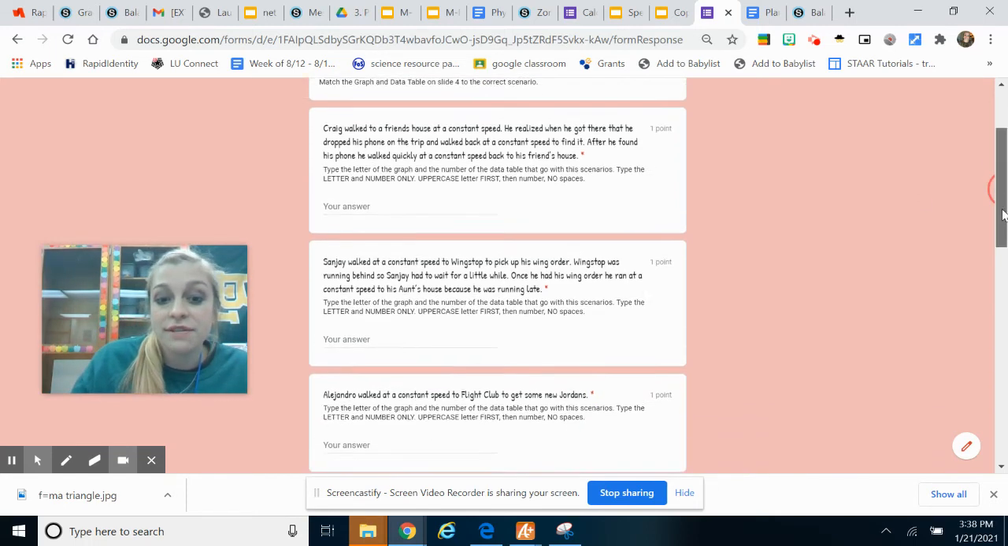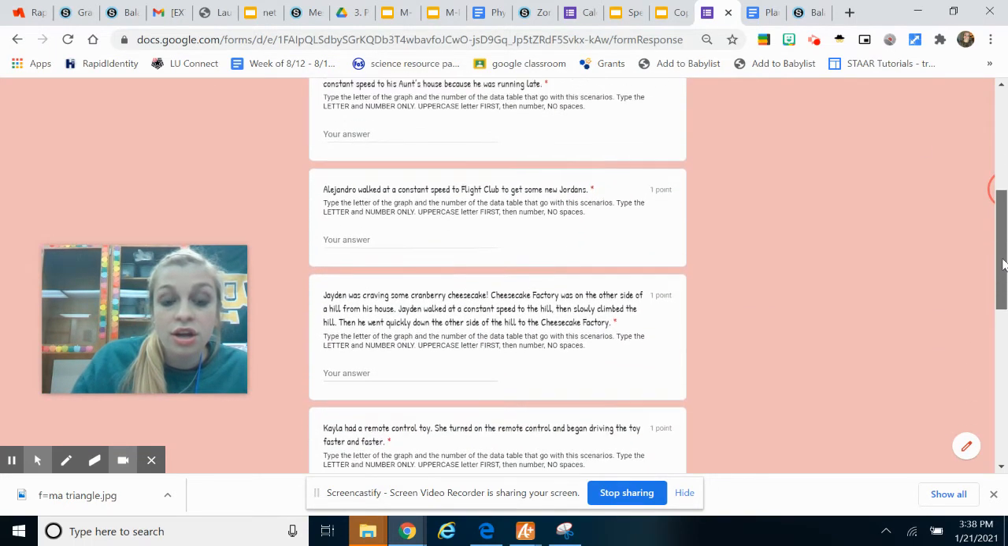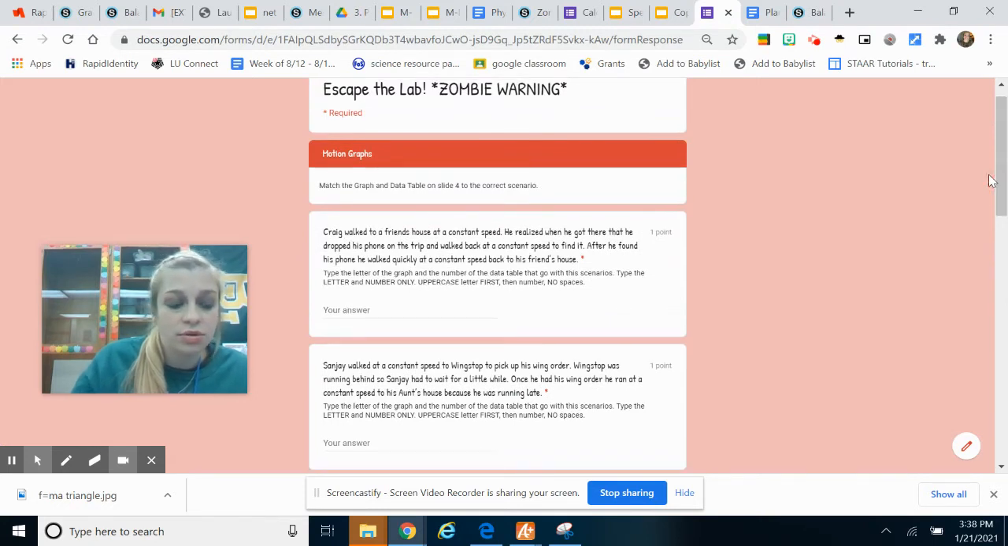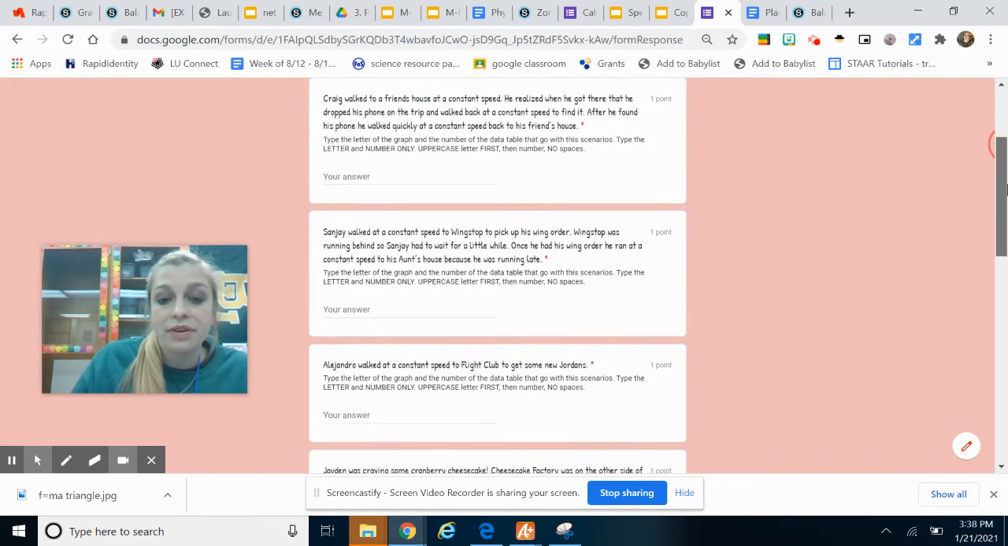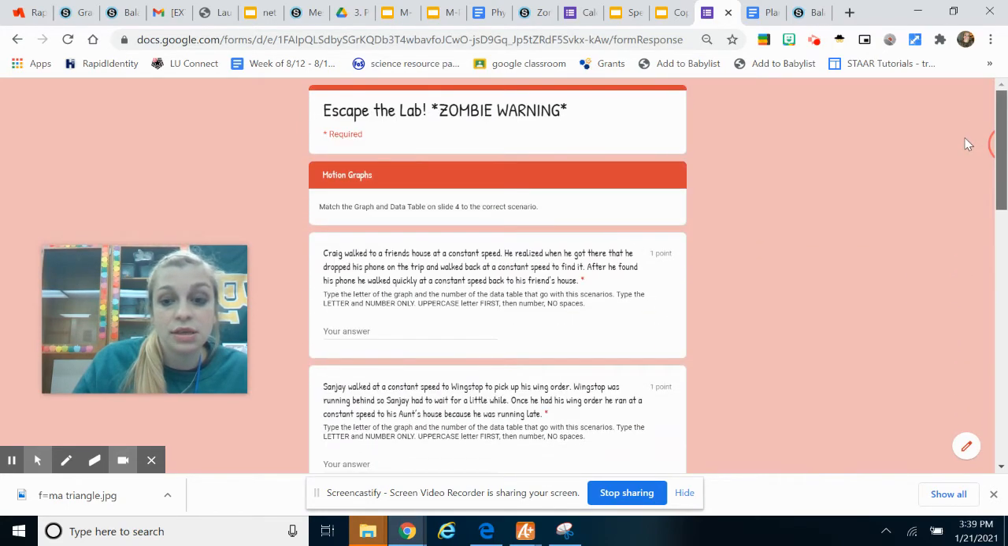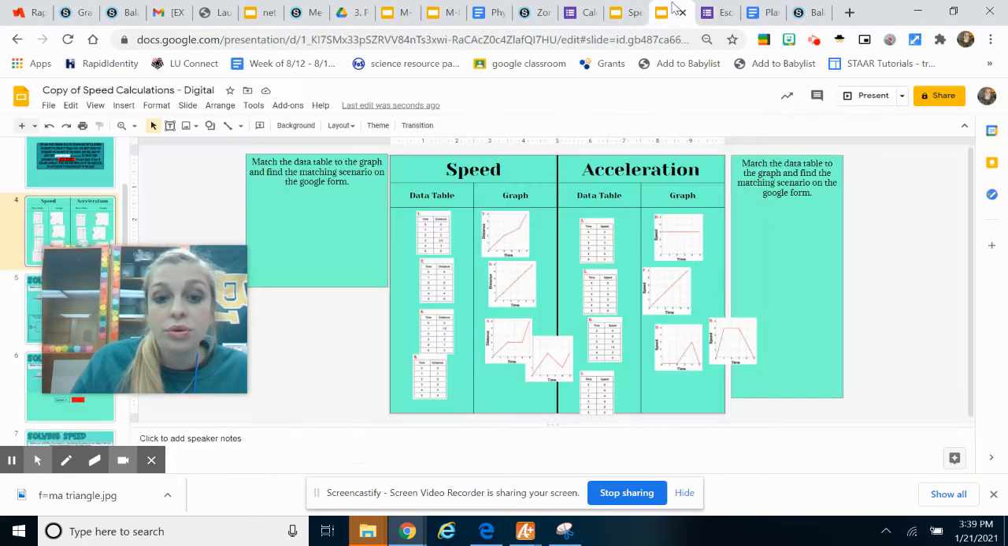Hint, big hint. The first 4 are speed time graphs. Wait, hold on. Am I wrong? No, the first 4 are distance time graphs. Okay, the first 4 are distance time graphs. The last 4 are speed time graphs. So when you're doing the first 4, you are only looking at this side, at the speed side.